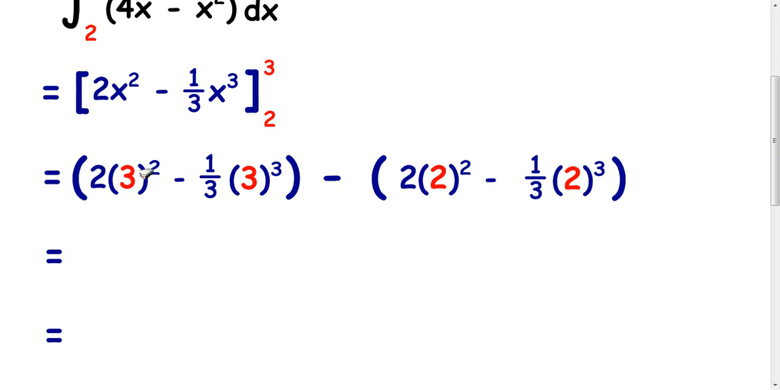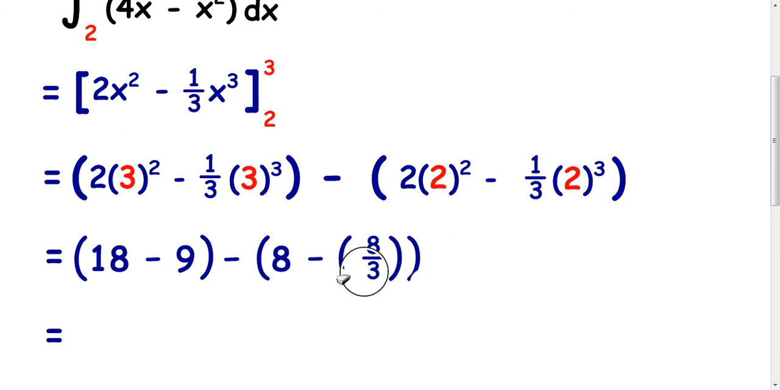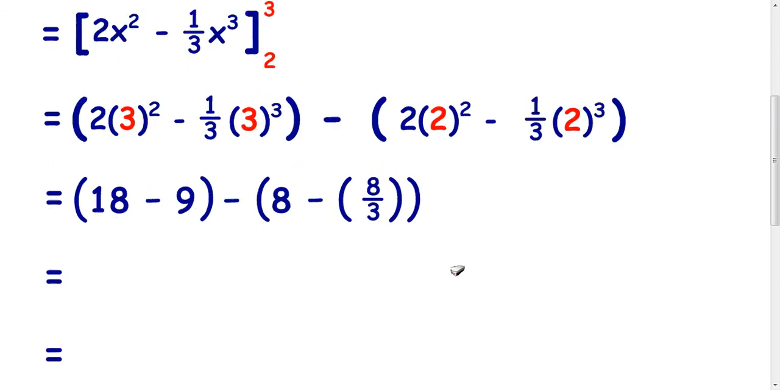Right, so the first bit, 3 squared is 9 times 2 is 18. 3 cubed is 27, a third of 27 is 9, so it's like 18 take away 9. This is 2 squared, which is 4 times 2, that's 8. And 2 cubed is 8, and a third of that is 8 over 3. Okay, so multiplying all that out, 18 take away 9 is 9. Take away 8, multiply this bracket by negative 1, and that's going to get a plus. Negative times a negative gives you a plus 8 over 3.